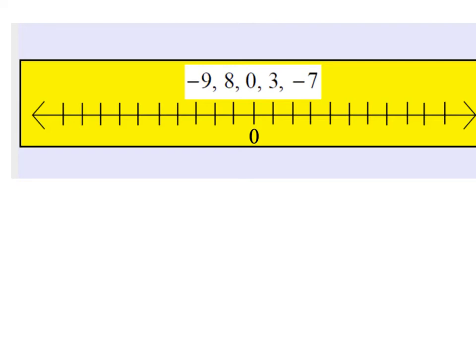Okay, last one. You definitely pause the video and try doing it yourself. Here we go. I'm going to do the positives. We got 0 on there already. 8 and 3. 1, 2, 3, 4, 5, 6, 7, 8.